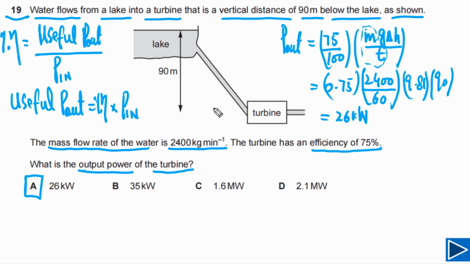So simply you can also understand here. Here we have P in. So this turbine has a certain efficiency, and here is P out. The question is asking us to calculate P out.